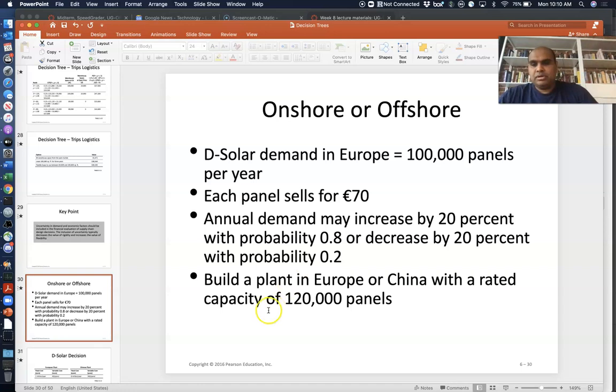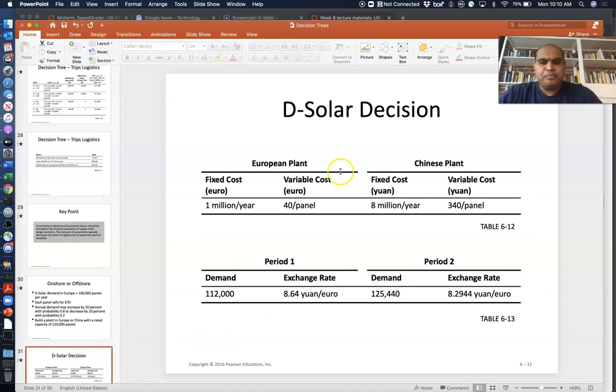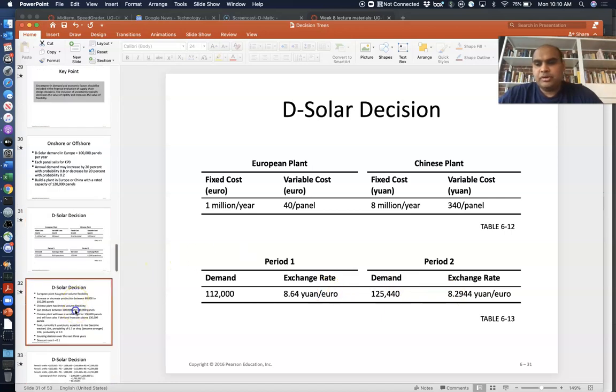Let's look at some more data. If you build a European plant, the fixed cost is 1 million euros per year, and the variable cost is 40 euros per panel. If you build a Chinese plant, it's 8 million yuan per year, and 340 yuan per panel. That's the variable cost. Now, the exchange rate, of course, will also change, and that's the next thing that we're going to talk about.